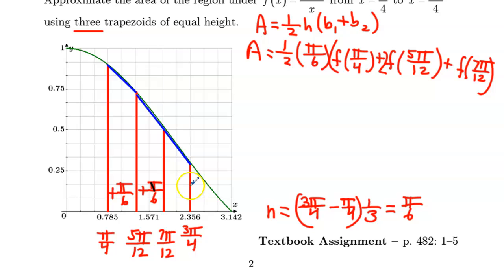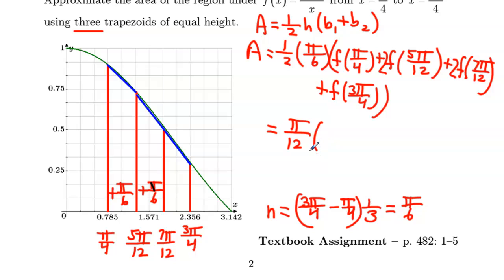Then when I go into the final trapezoid, again, I have to count this side. So there's actually going to be 2. So that was my subtlety there. Unfortunately, my subtlety didn't allow me to continue to write on this line, but that's okay. Plus the final side of the last trapezoid, which is f at 3 pi over 4. Okay, there it is. And then when we put all this together, we're going to end up with half times pi over 6, which is pi over 12.